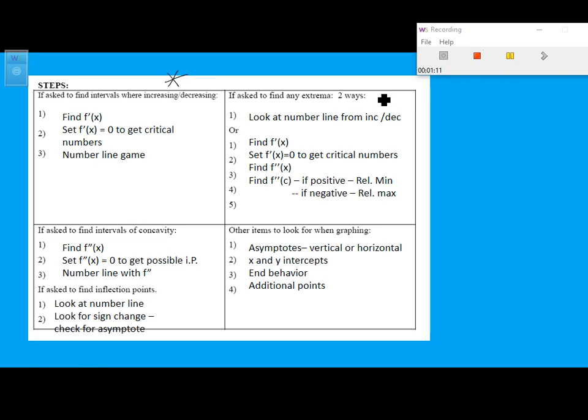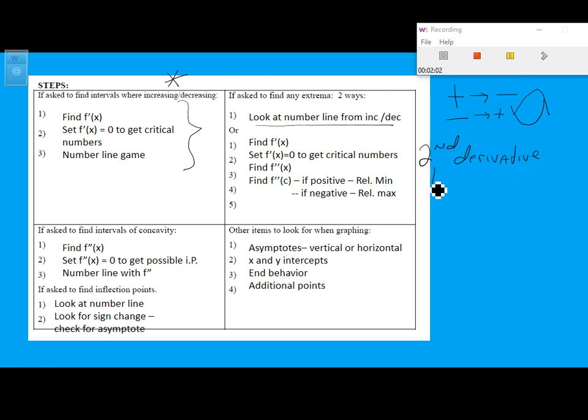If you're asked to find the extrema, we have two ways to do that. Way number one is if we've already done this part, just look at your number line and look for a sign change. Remember guys, if you're going to go from positive to negative, you just made a maximum. And if you're going to go from negative to positive, you just made a minimum. Now, we had another way also called the second derivative test.